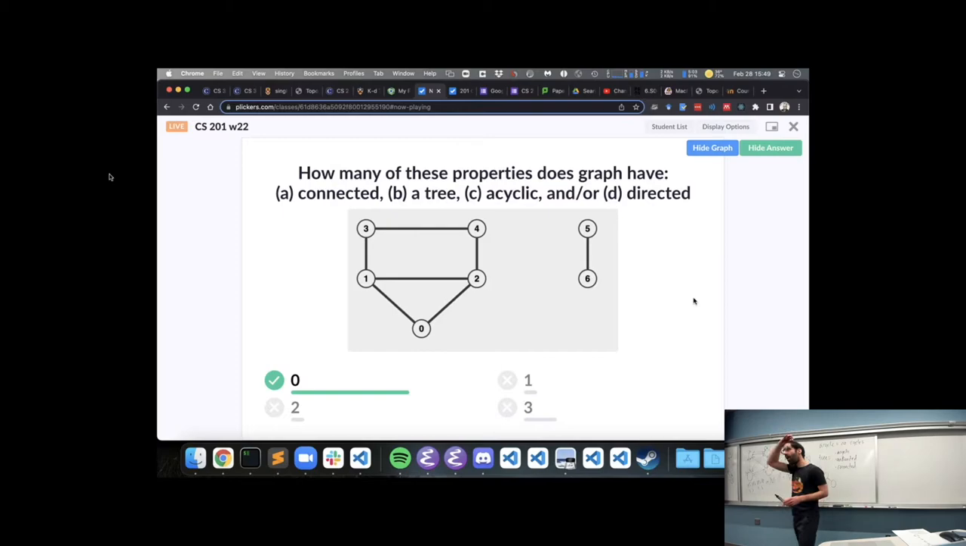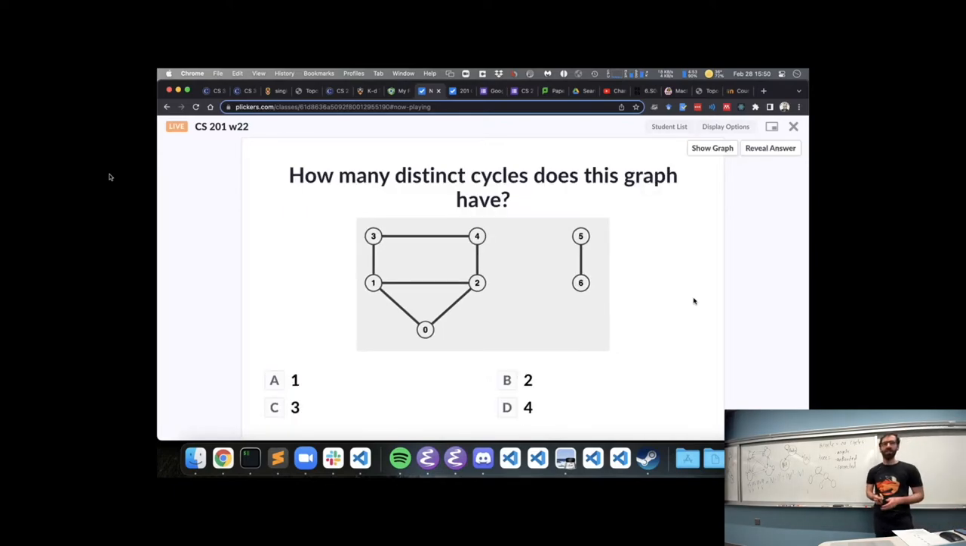Any questions on why none of these four properties apply to this graph? All right, last one. How many distinct cycles does this graph have?